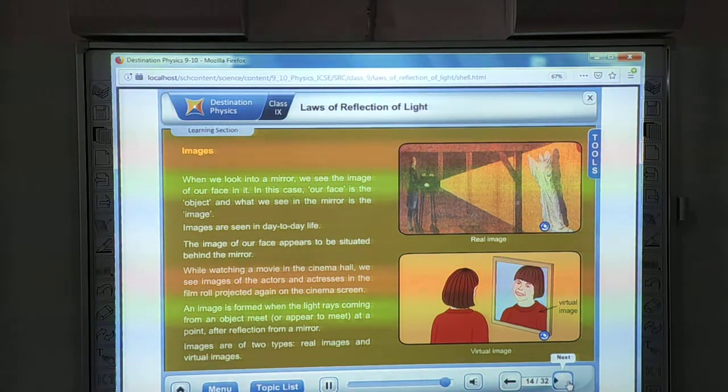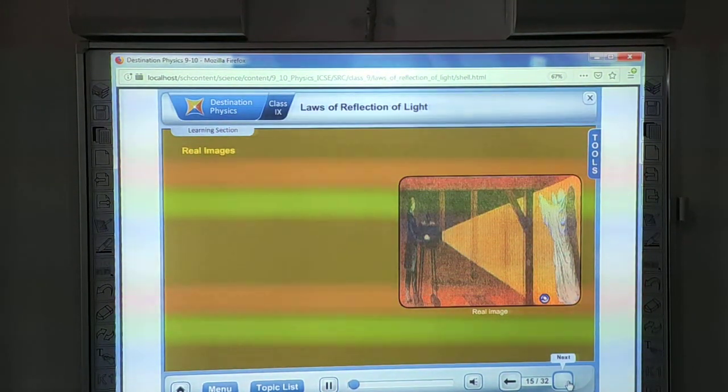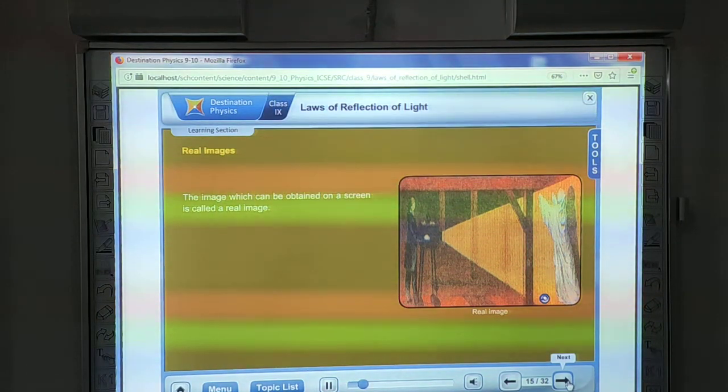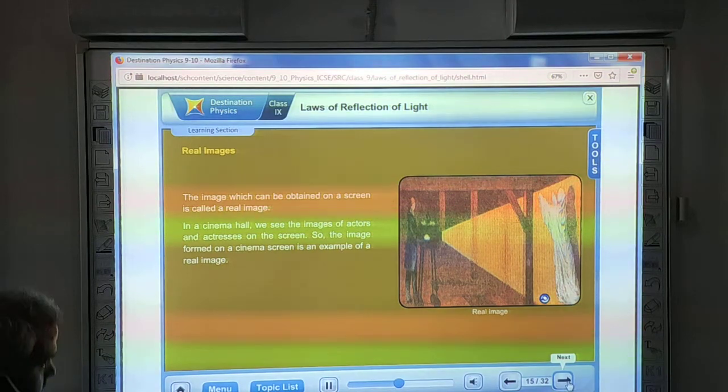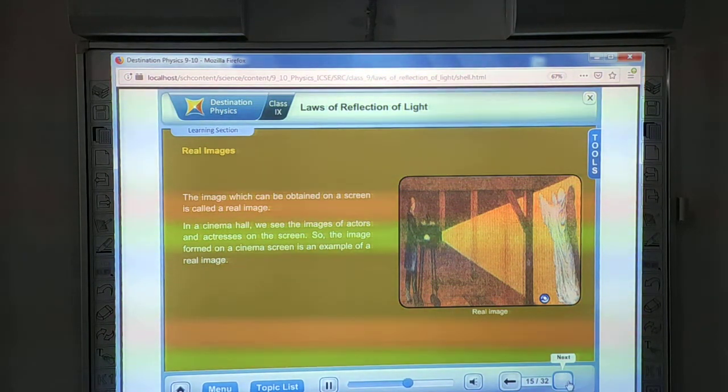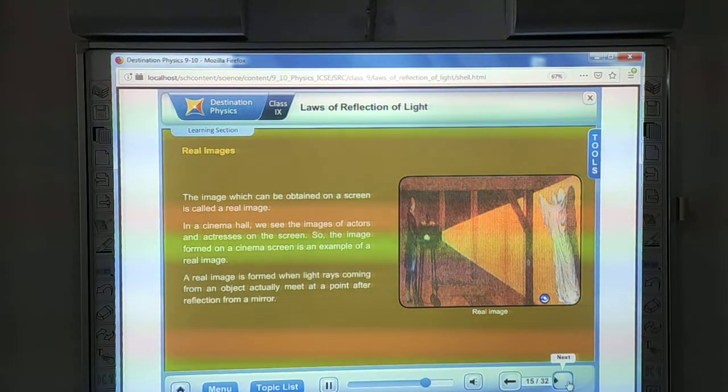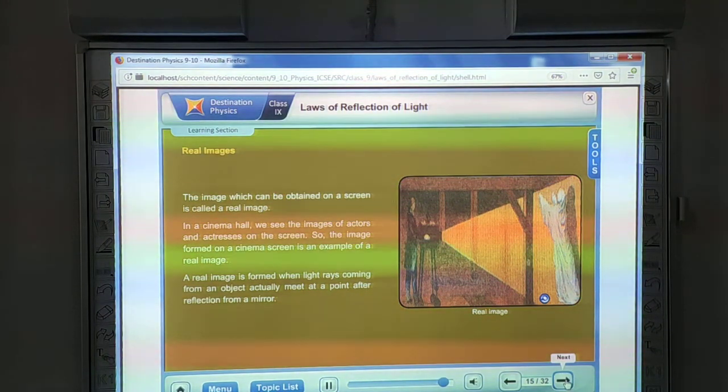Images are of two types: real images and virtual images. Real images. The image which can be obtained on a screen is called a real image. In a cinema hall, we see the images of actors and actresses on the screen. So, the image formed on the cinema screen is an example of a real image. A real image is formed when light rays coming from an object actually meet at a point after reflection from a mirror.